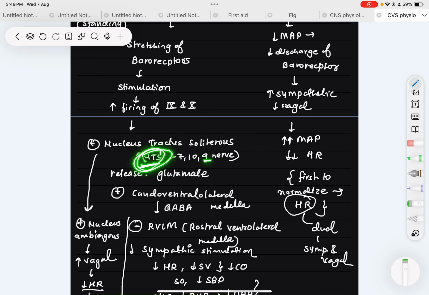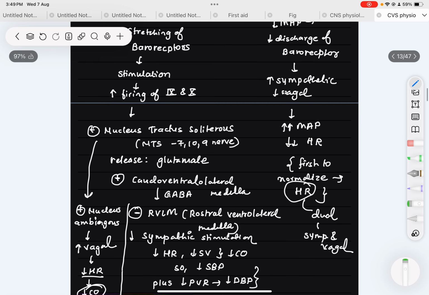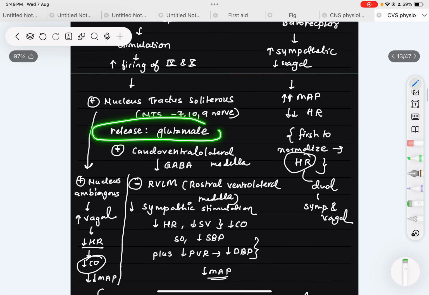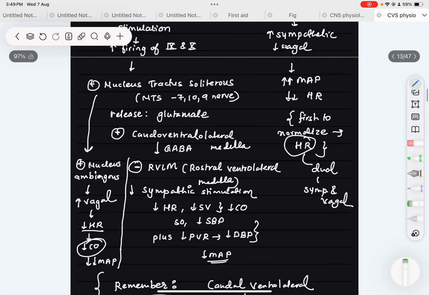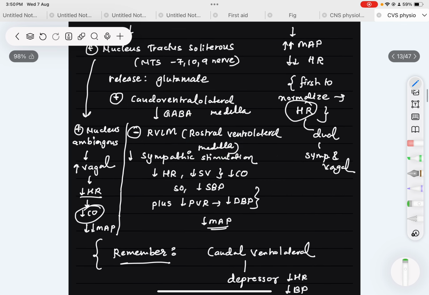You can remember NTS. So N means 9 nerve, T means 10 nerve, and S means 7 nerve. This is the nucleus made up of these 3 nerves' nuclei. What will happen? It will release the glutamate neurotransmitter. We know glutamate is an excitatory neurotransmitter, so it will excite this caudo-ventrolateral medulla. So there are two types of medulla involved here in the blood pressure regulation. One is caudo-ventrolateral and one is this rostral-ventrolateral medulla.